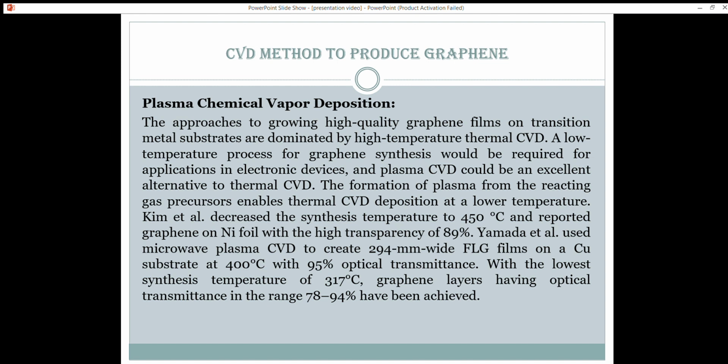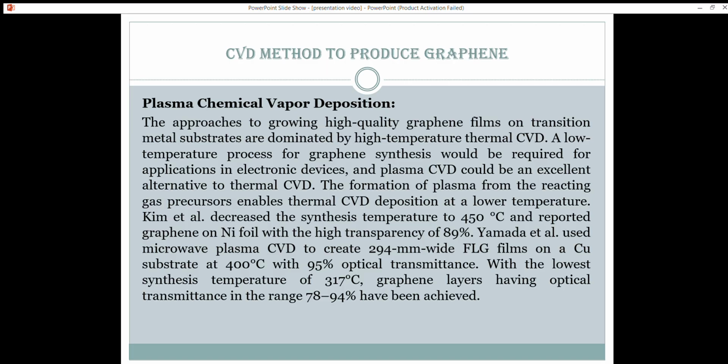So we will see that thermal chemical vapor deposition requires high temperature. So graphene produced by that method is limited in use in applications like electronic devices. So for using that way, we produce graphene through plasma chemical vapor deposition. So this is an excellent alternative to thermal CVD. The formation of plasma from the reacting gas precursors enables chemical vapor deposition at a lower temperature. So we produce graphene at lower temperature by using the plasma chemical vapor deposition method.